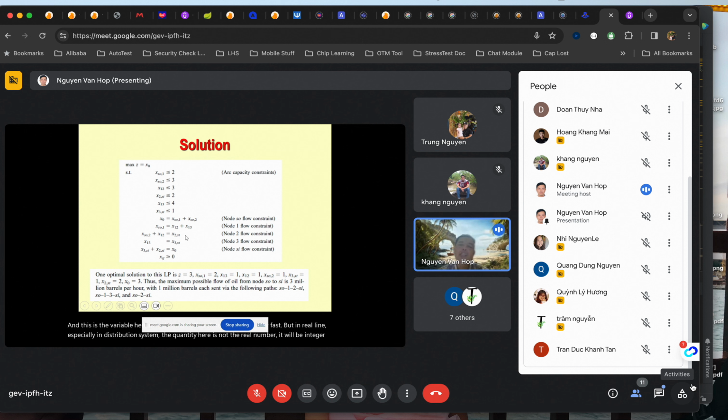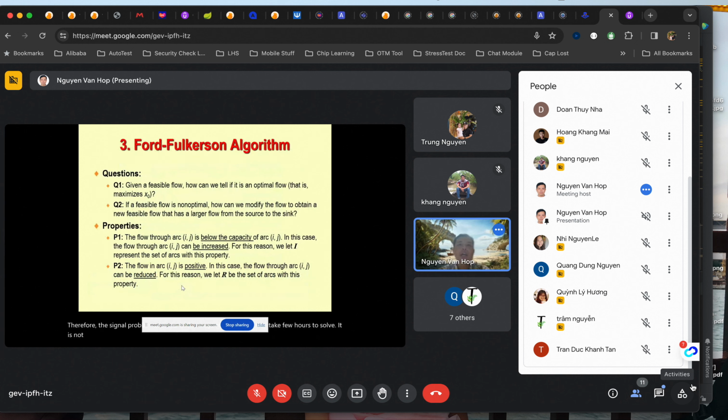Therefore, normally it's very hard to solve. It takes a long time. And secondly, we have the big size. It means that we have many nodes and many arcs. Therefore, the size of the problem is very big. If you use the simplex, it may take a few hours to solve it. It's not good. Therefore, we need some other algorithms to solve that.